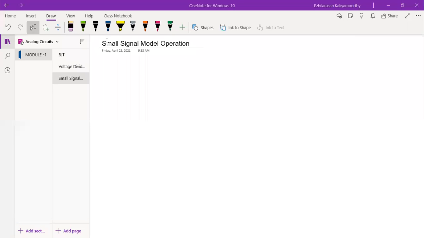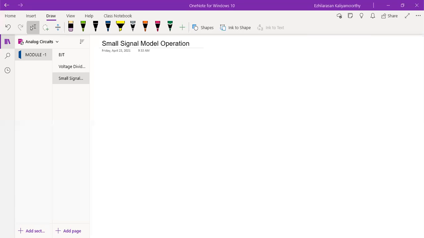Now, we'll go to the next step, that is the small signal model operation. We need to know what is meant by small signal. Normally in the biasing technique, the biasing is done using DC, connecting the DC supply at the input as well as the power supply. Now, small signal analysis is done based on the AC supply.